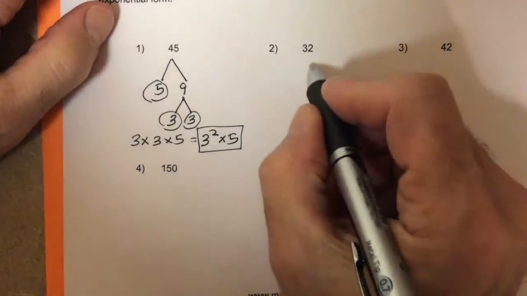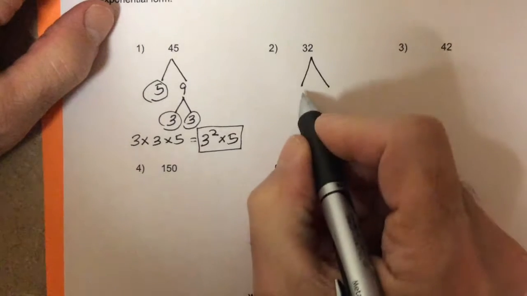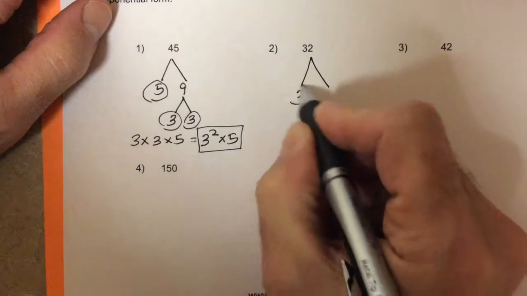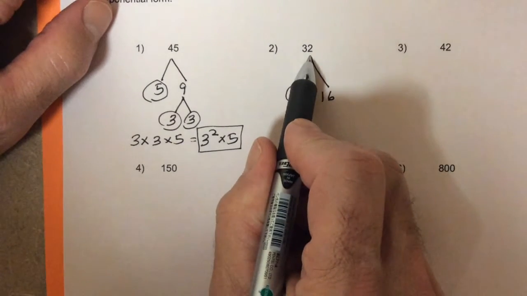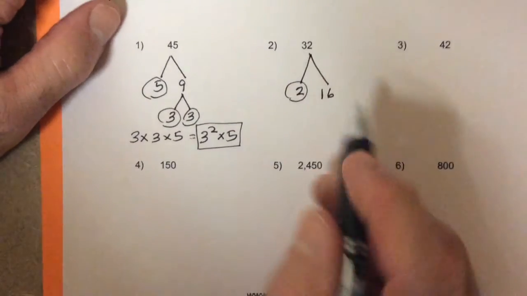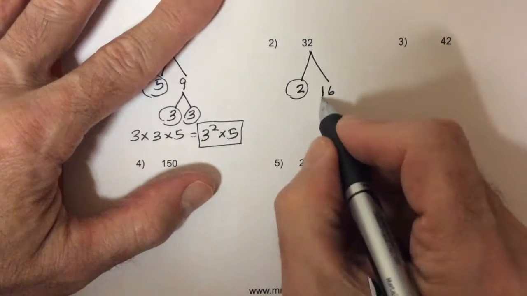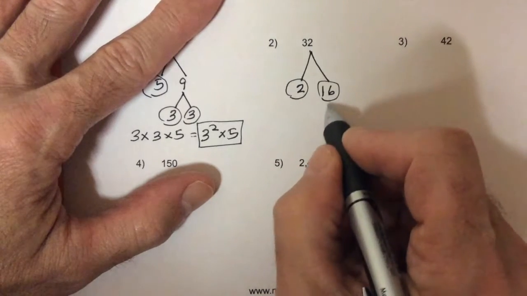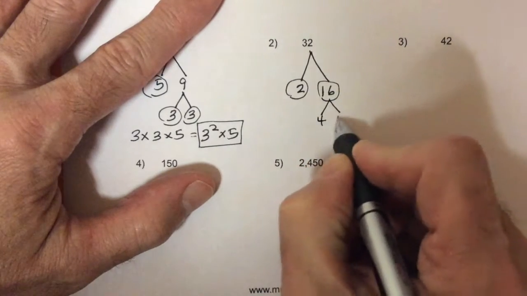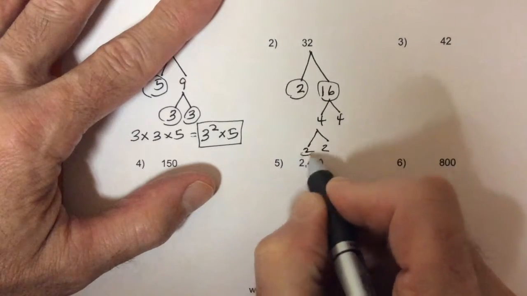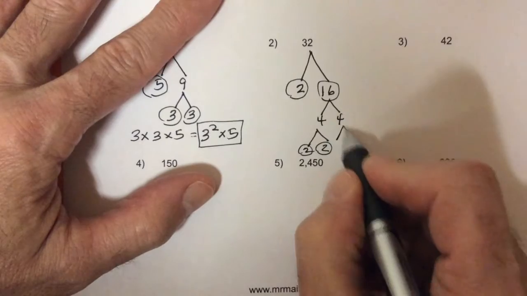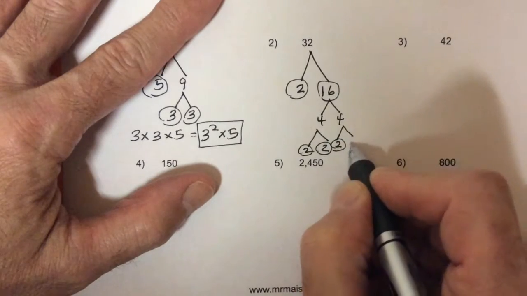Number 2. I'm going to start with 2 times 16. I know that I can use 2 because this is an even number. 16 factors into, whoops, I shouldn't have circled that, 4 times 4. 4 times 4 factors further to 2 times 2. And again, 2 times 2.